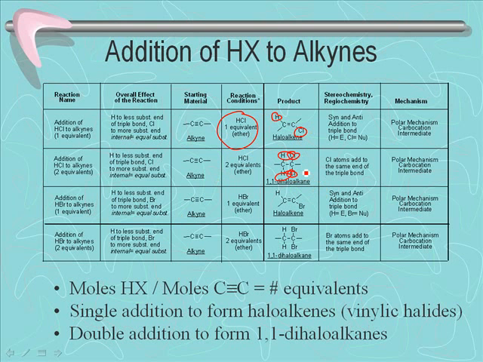With HBr, the reaction is identical. We can either form the vinyl bromide, the haloalkene, or we can add HBr twice to put the bromines onto the same carbon atom. So it's important to recognize how many moles of HX we're adding per mole of our carbon-carbon triple bond.